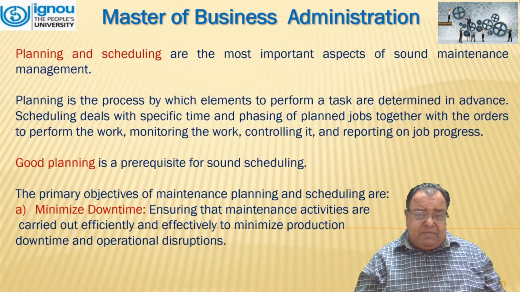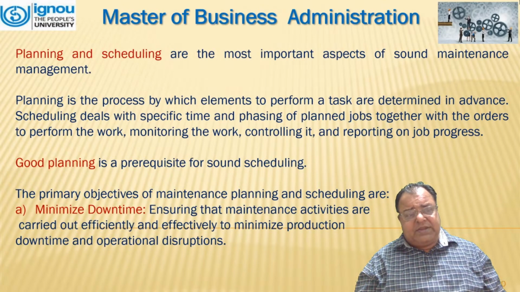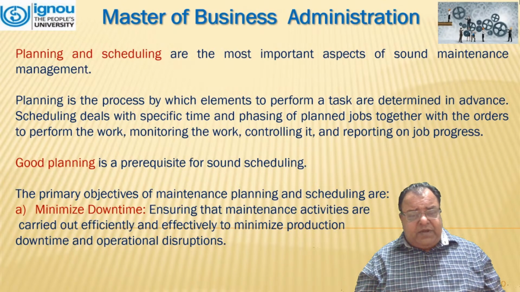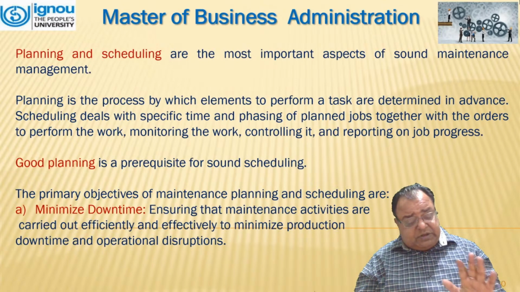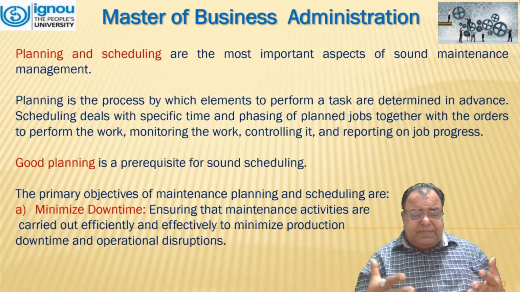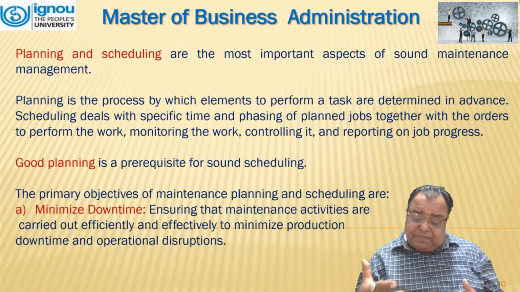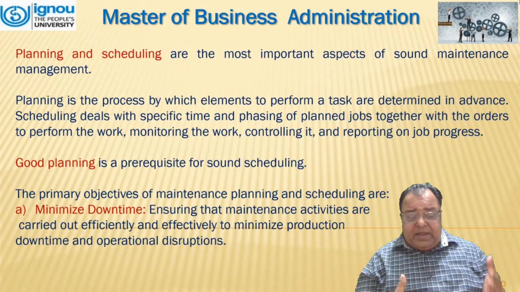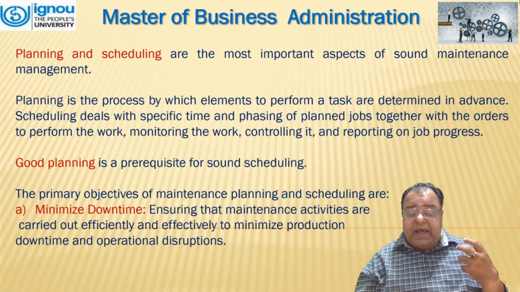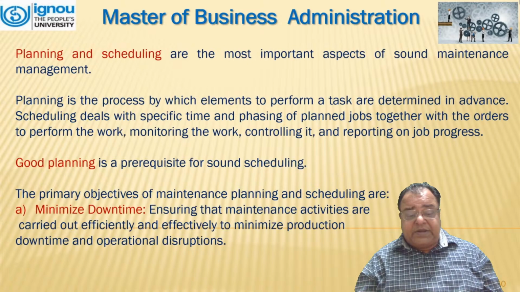Planning and scheduling are the most important aspects of sound maintenance management. Planning is the process by which elements to perform a task are determined in advance. Scheduling deals with specific time and phasing of planned jobs, together with the orders to perform the work, monitoring the work, controlling it, and reporting on job progress. Good planning is a prerequisite of sound scheduling. The primary objectives of maintenance planning and scheduling are to minimize downtime, ensuring that maintenance activities are carried out efficiently and effectively to minimize production downtime and operations disruptions.